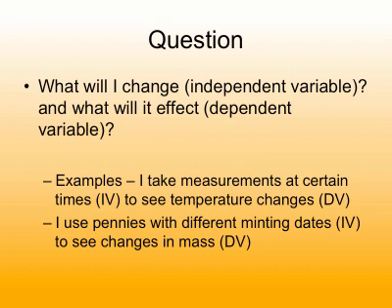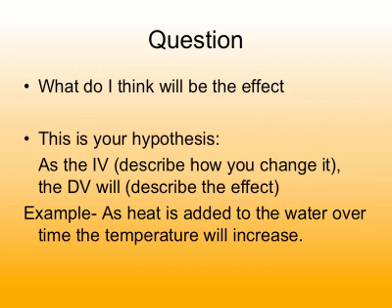Now, when we're talking about variables, we're talking about independent variables. That is what you will be changing. And your dependent variables. What effect will it have? For example, if you take measurements at certain times, that's your independent variable, you expect to see temperature changes. That's your dependent variable. Another example, use pennies with different minting dates, independent variable, to see changes in the mass, dependent variable, because the change in the mass depends upon the date in which it was minted. Is that clear? All right.